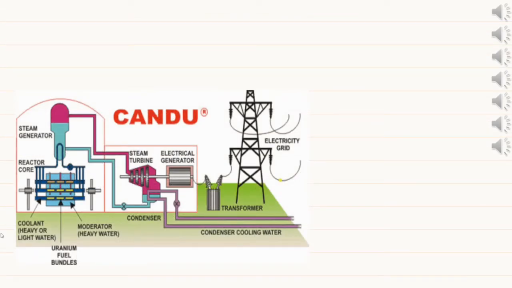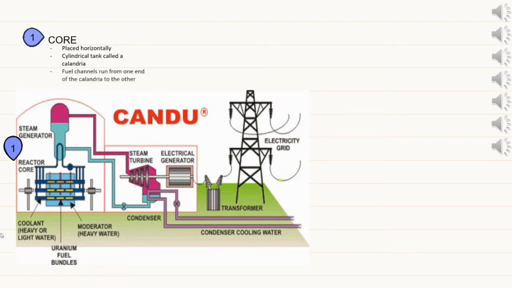Okay, now we need to know the main component of Can-Do to understand how it works. The first component is the core, the main core, which is placed horizontally, and it is in form of cylindrical tank called calandria, and inside of it is the fuel channel run from one end to the other end of the calandria. Next, fuel. If we don't have the fuel, this Can-Do will never works. And Can-Do use uranium oxide, natural uranium oxide.